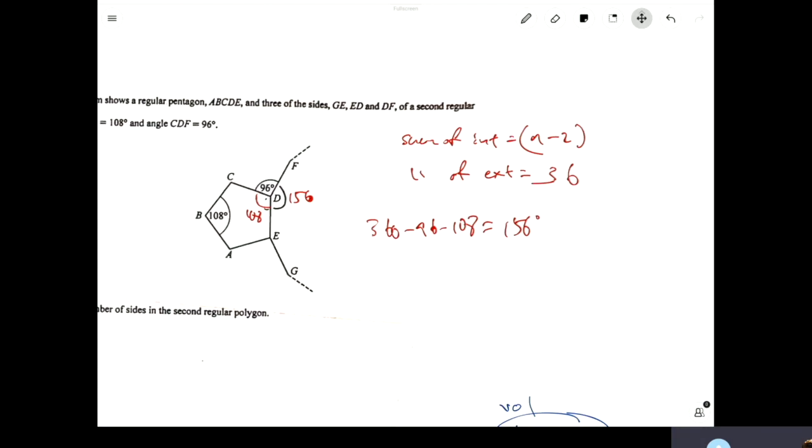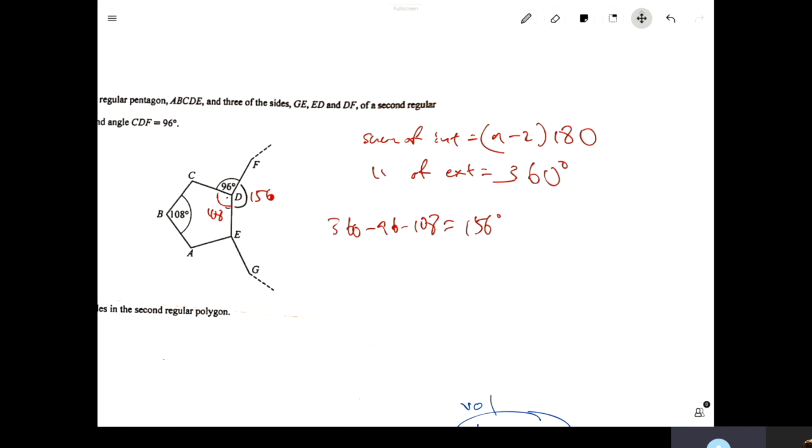Okay, so that little angle there is 156. How to find the number of sides? (N minus 2) times 180 divided by n equals 156. Then find n. Okay, no need to continue. I've done this before.